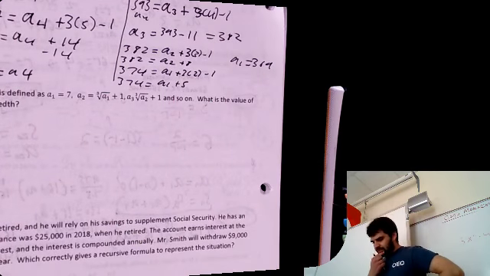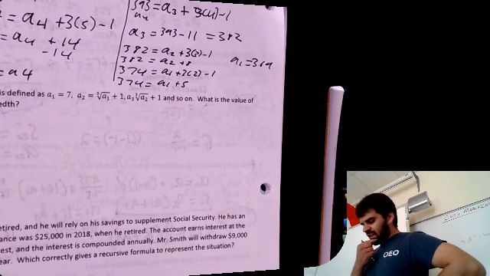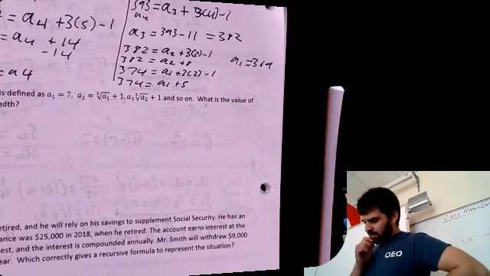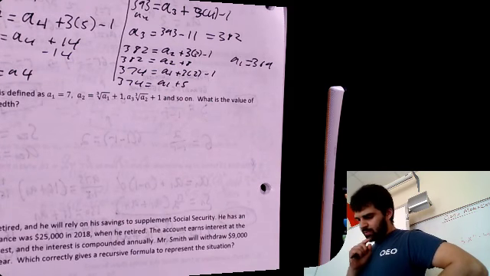A sequence of numbers is defined as A1 equals 7, A2 equals the cube root of A1 plus 1, and A3 is equal to the cube root of A2 plus 1, and so on. What is the value of A5 to the nearest hundredth?